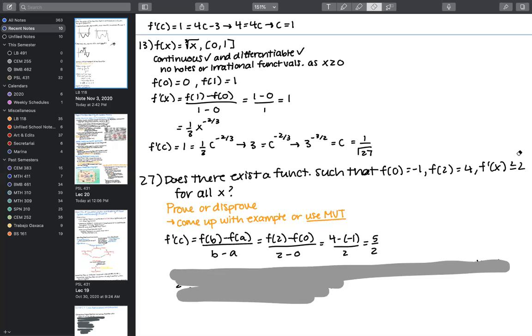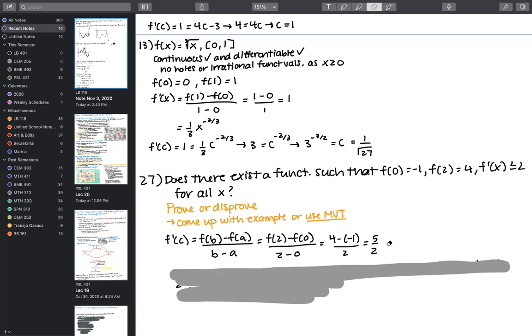Oh, I'm sorry, I misspoke before. So we need the derivative to be less than or equal to 2. The derivative in this case is 2.5. It is greater than 2. So if we had come up with an example that was, say, 1.5 or 2 or 1, then we would have proved this true. There does exist a function that satisfies all these criteria for all x.